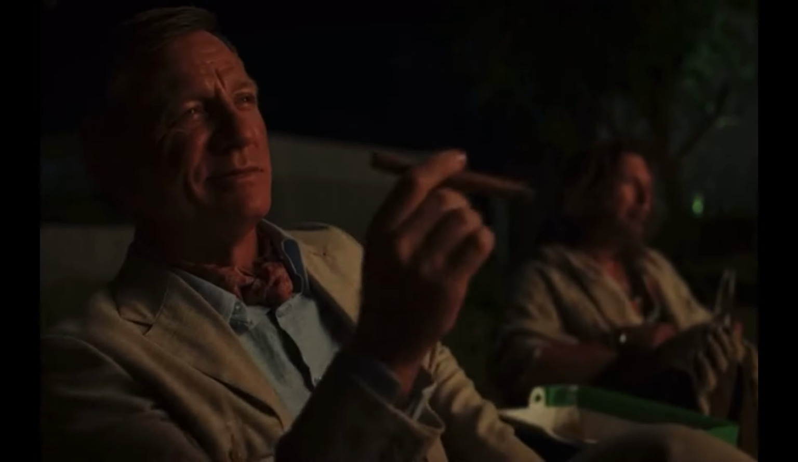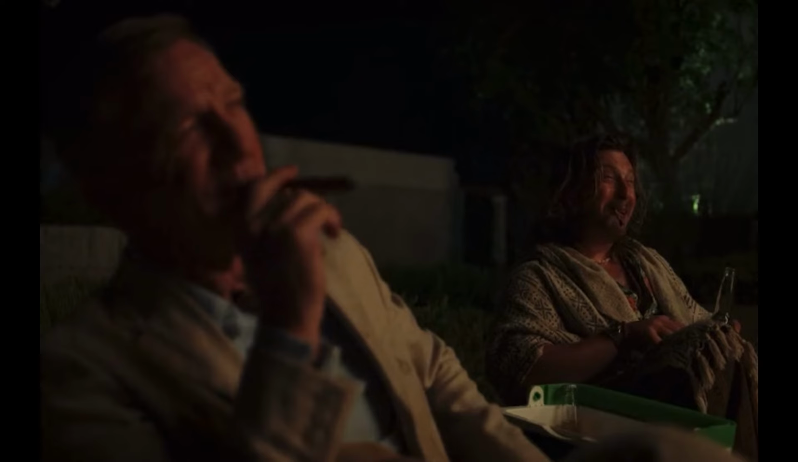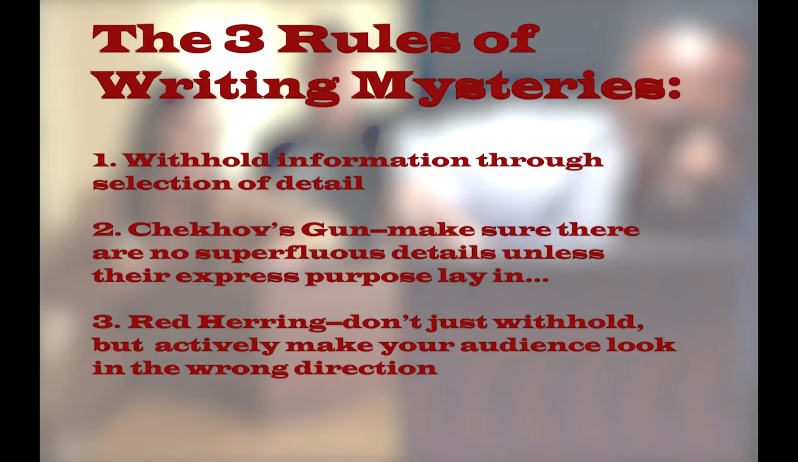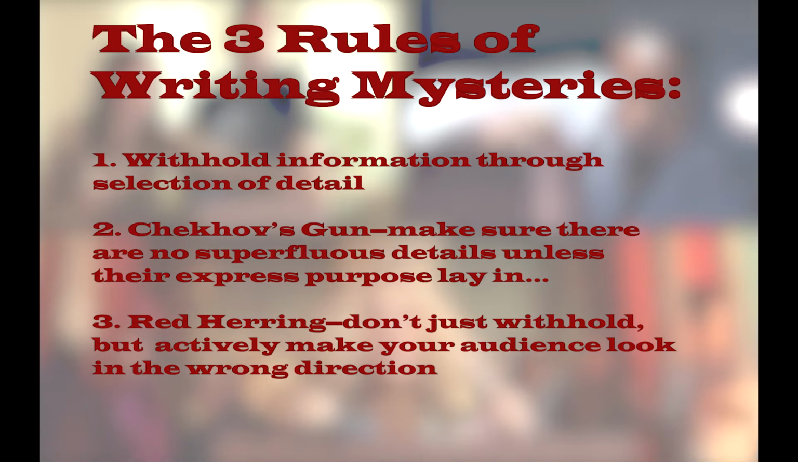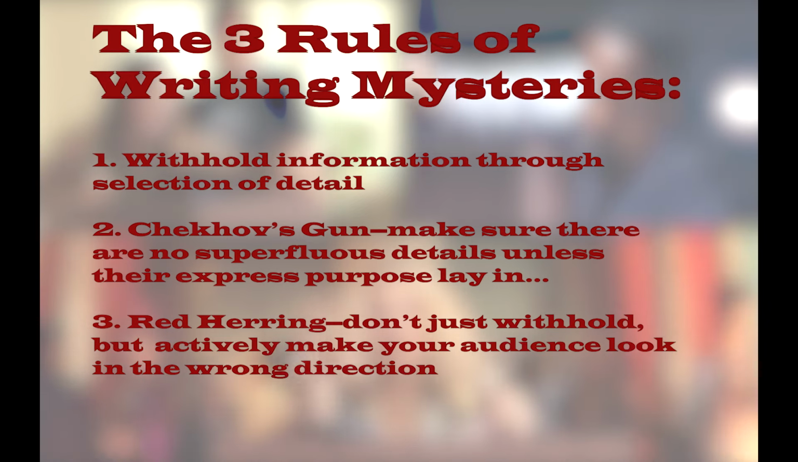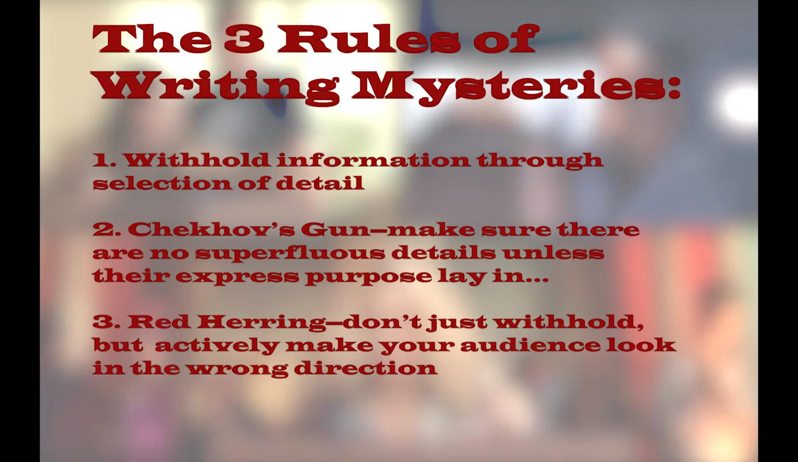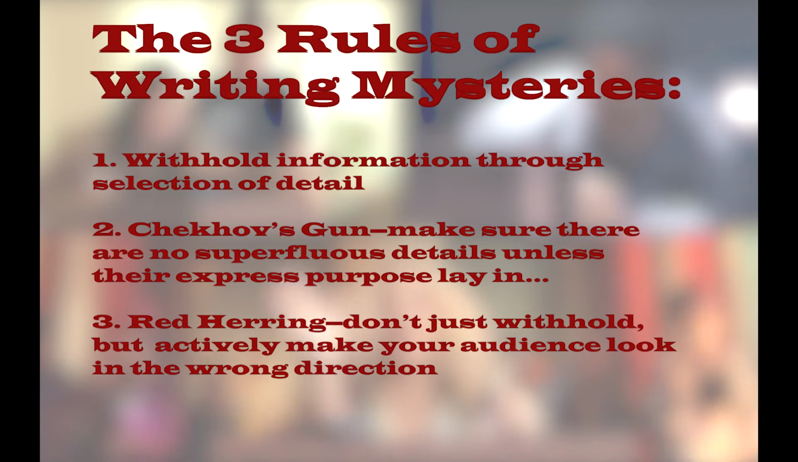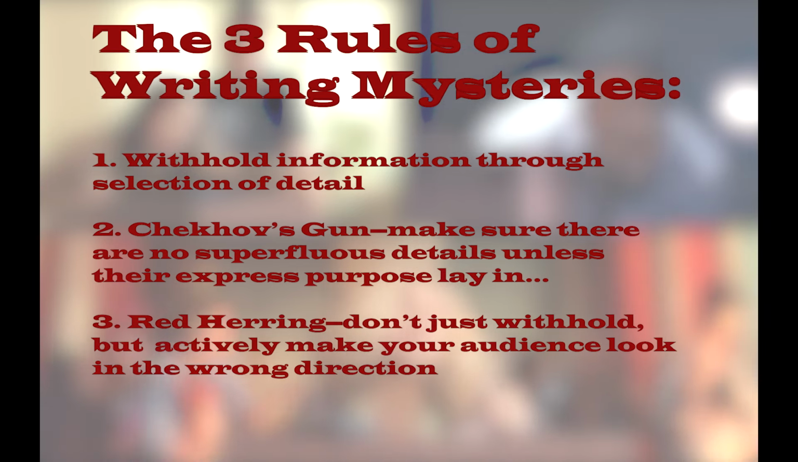So, just to recap, the three rules for turning your crime into a mystery are: 1. Withhold information through selection of detail. 2. Chekhov's gun. Make sure there are no superfluous details unless their express purpose lies in. 3. The red herring. Don't just withhold, but actively make your audience look in the wrong direction.